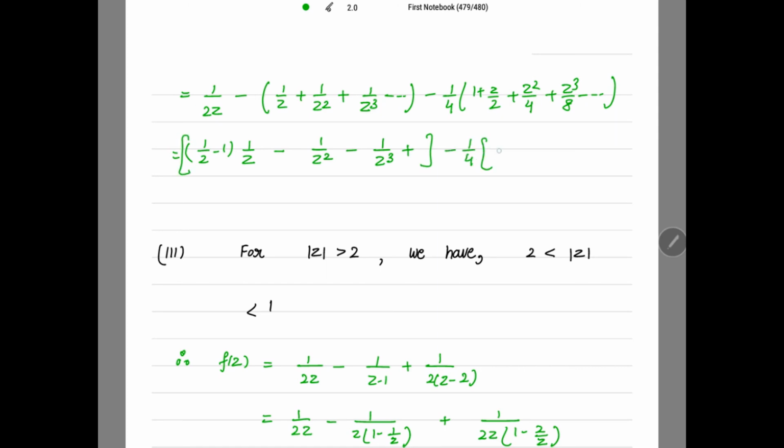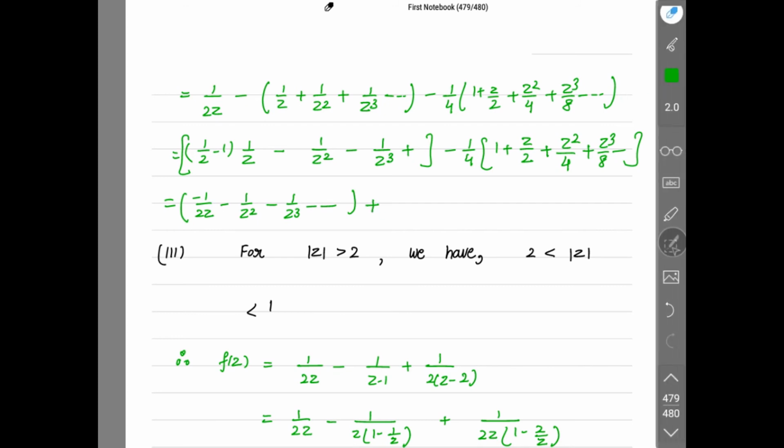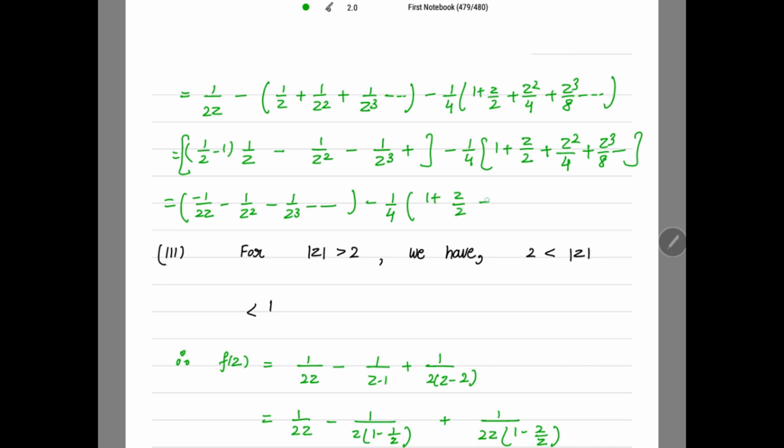1 by 4, this is 1 plus z by 2, z square by 4, z cube by 8, and so on, which is equal to, now 1 by 2 minus 1, this is minus 1 by 2z, minus 1 by z square, minus 1 by z cube, and so on, plus, sorry, it is minus 1 by 4, 1 plus z by 2 plus z square by 4 plus z cube by 8 up to so on. Now the last one is for mod z greater than 2.